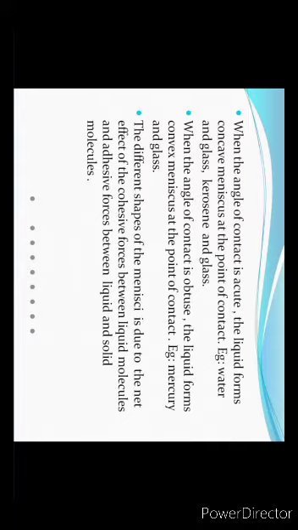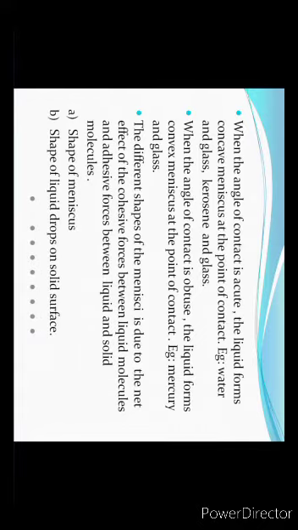Clear? Now, we have three topics to discuss under angle of contact. Under angle of contact, you have to study three subtopics. One is shape of meniscus. Second, shape of liquid drops on solid surface. I told you that in the beginning itself. In this chapter, we will study how drops and bubbles are formed. So here we will study how liquid drops are formed. And third, factors that affect the angle of contact. So these three topics we will be covering today.